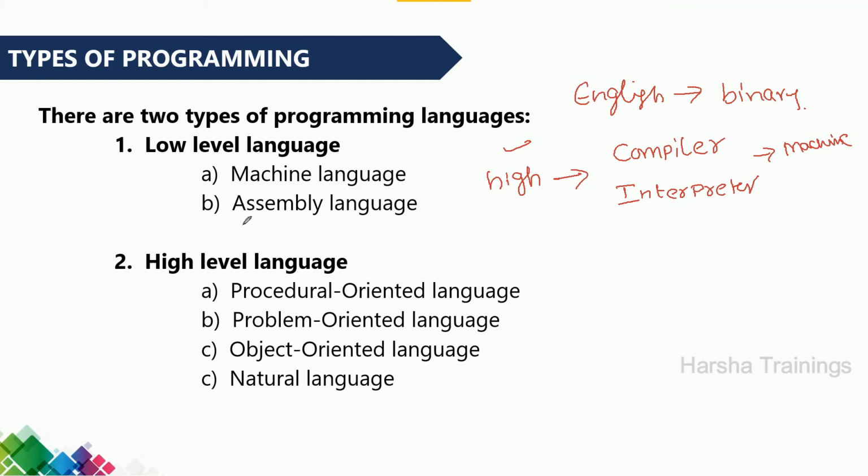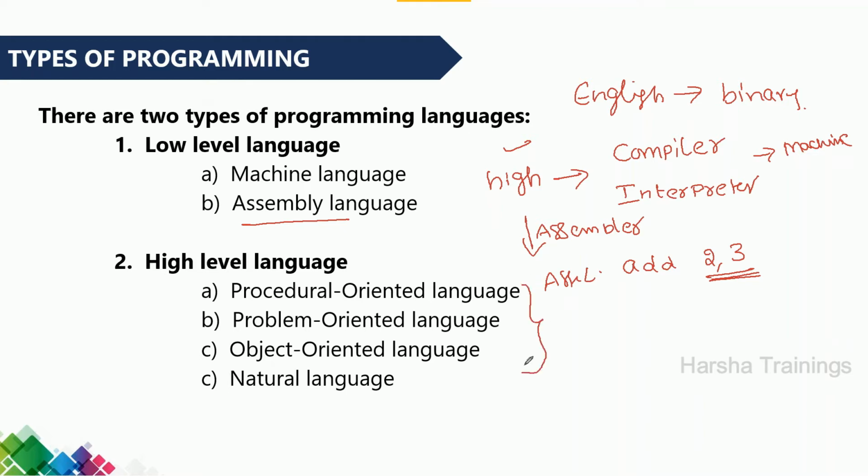Now, what is assembly language? For example, if you want to perform addition of two numbers, you are using mnemonics like this: add 2, 3. It performs the addition between the two numbers. So to convert this into assembly language, the translator we use is called an assembler. Okay, so the conversion is done.